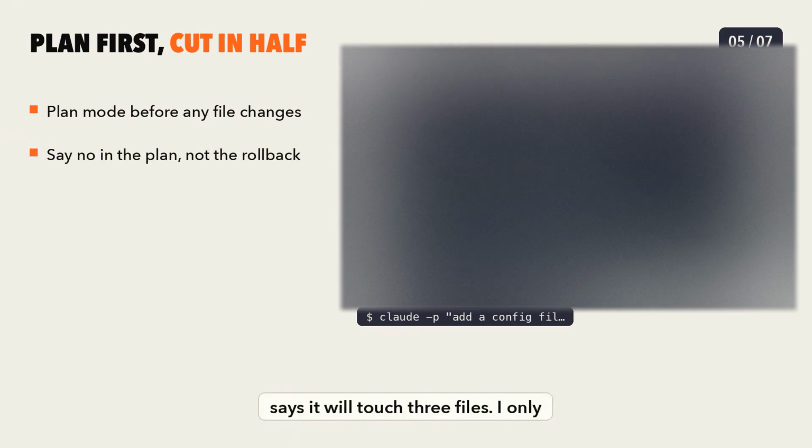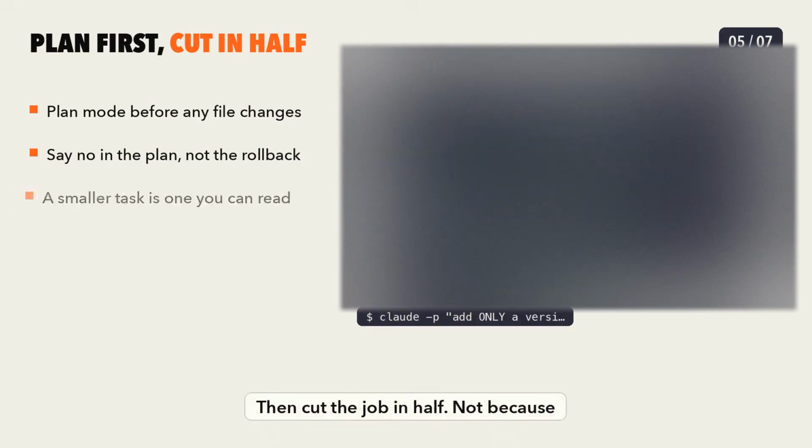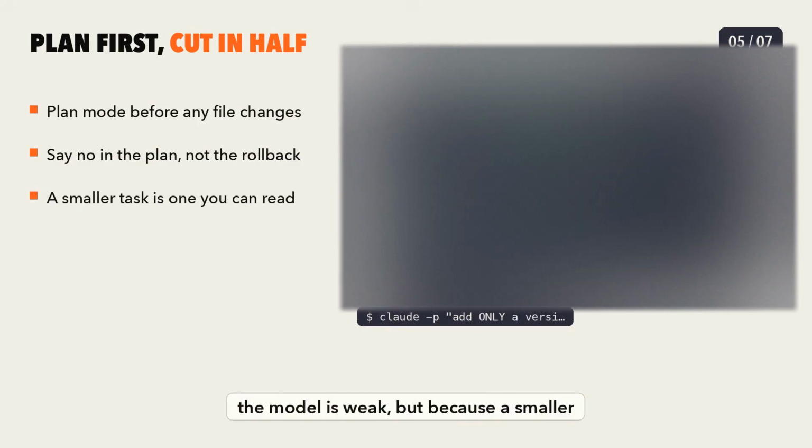The plan says it will touch 3 files. I only wanted 1. Saying that now costs me a sentence. Saying it after the edit costs me a rollback. Then, cut the job in half. Not because the model is weak, but because a smaller change is one you can actually read before you accept it.